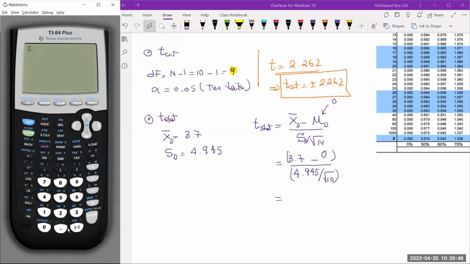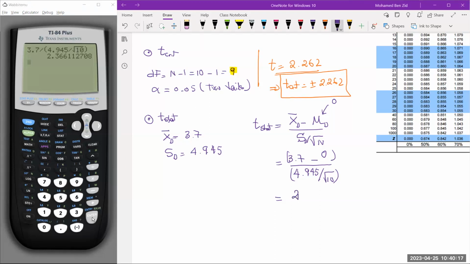All right, 3.7 divided by, open the parentheses, 4.945 divided by square root, second and squared, 10 here. Exit the square root and close the parentheses. Enter. So this is going to give me 2.366.